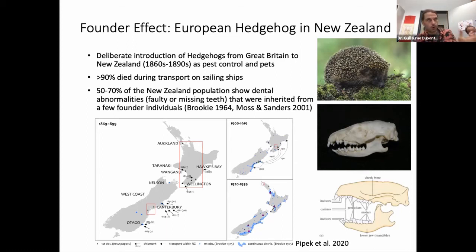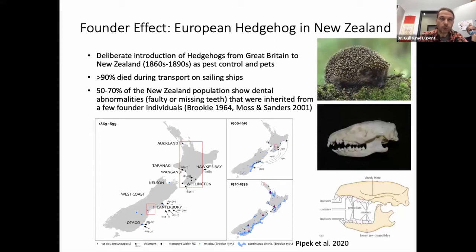And this happened in the 1860s to 1890s when hedgehogs were taken from Great Britain to New Zealand with colonists who wanted them as pets or for pest control. Most of the hedgehogs which were on these ships to New Zealand died, unfortunately. And a few individuals, probably only 30 or so, actually survived, which is shown on this map here, which shows the harbors where the ships arrived.